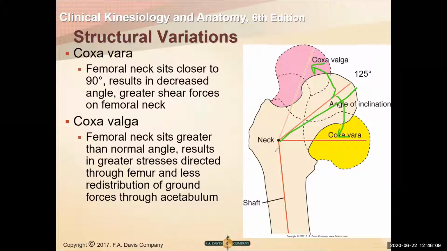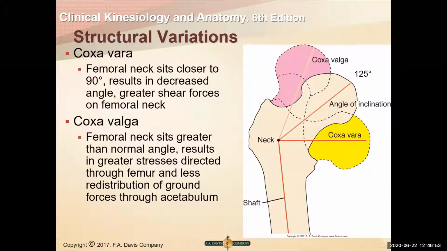And this can happen for many reasons. It can happen from being taught poorly to walk as a child, or it can just be the way you're born. The vara results in a decreased angle, and then it will create greater shear forces on the femoral neck. So as you're walking, the flatter this angle is, the more force is going to act on the neck. Every time you walk, this is getting pulled really hard, and it creates a lot of shear forces on the neck. A lot of times, if you have coxa vara, you're going to eventually end up having a hip replacement, just because it's going to wear out over time.